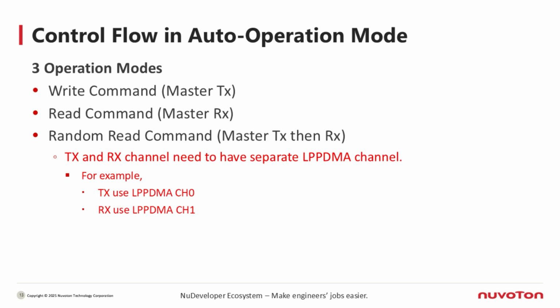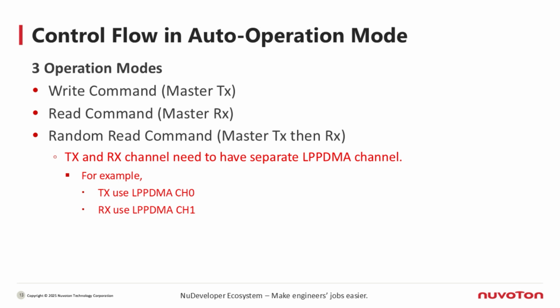The second mode is read command, where the master reads data back from the slave, which is master RX. The third mode is random read command, which is a bit special. It's a send then read operation, with a repeated start inserted in between. The main difference between these three modes is the direction of the data, and whether or not a repeated start is inserted between transmission and reception.